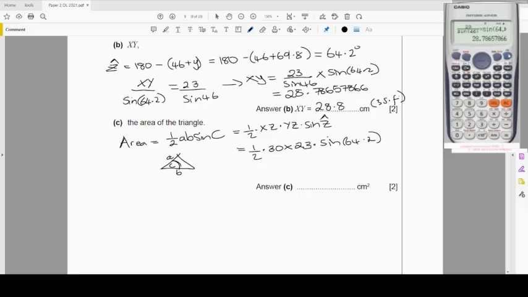And the way we do it, say a half times 30 times 23 times sine of 64.2. And the answer is 310. So I'm just going to write the full calculator display, 310.6099761, and then write the final answer to three significant figures. This will be 311. This is to three significant figures.